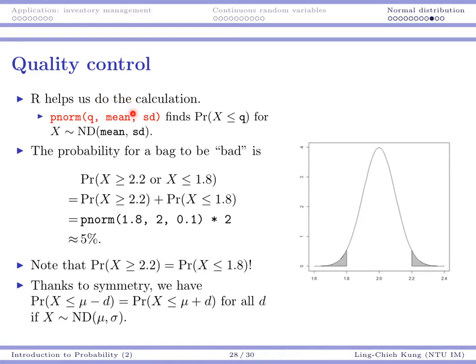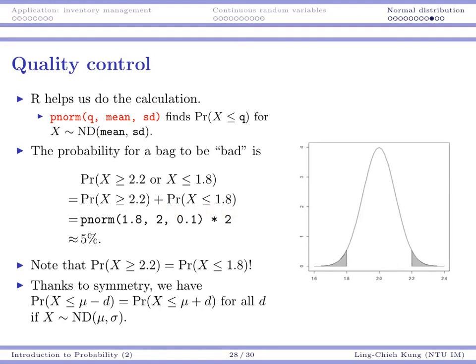You need to tell the computer what's the mean and the standard deviation of your normal distribution. That's going to help the computer set up a normal curve. And then you give it a number q. The computer is going to tell you the probability for your X to be smaller than that particular number q. So all you need to do is to specify these three numbers. In our example, the probability for my bag to be bad is the following. I want to find the sum of these two probabilities, right?